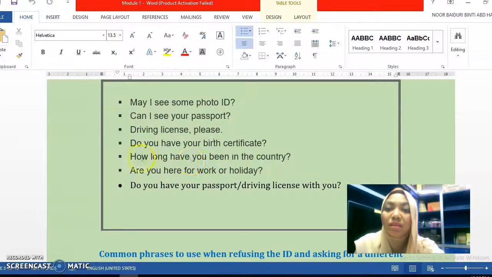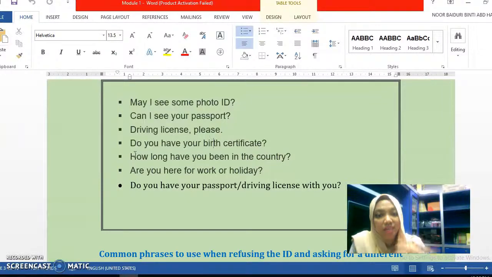Another way is, maybe you would like to ask further questions to get further information, just to confirm that the person is free from any suspicious activity. So you can ask, "How long have you been in the country?" You're just gathering information to understand if the person is a foreigner. And then you can also add, "Are you here for work or holiday?"